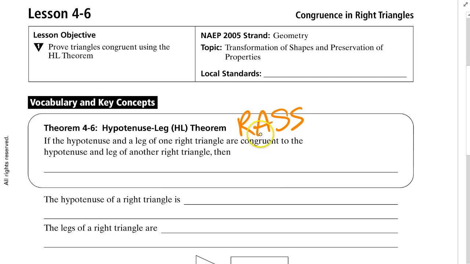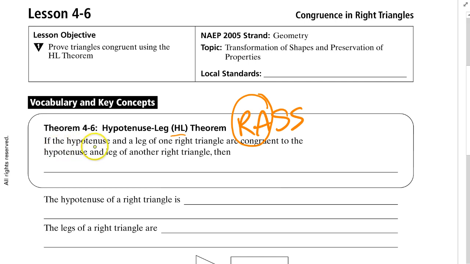As long as this angle that we're talking about is a right angle, then you can use HL or RASS to prove that triangles are congruent. So here's why. First, let's fill in this theorem here. The hypotenuse leg theorem. You remember all the names of the triangle parts for right triangles? Good. Okay, so let's continue.